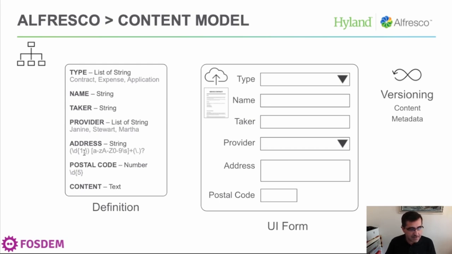We can apply a regular expression in order to validate the input, the postal code, and the content. And with that definition, we are providing UI forms for the users in order to change the values of the properties, or in order to verify that it is extracted in the right way. We can upload the document also manually, and something that we are also providing is the versioning for the content and for the metadata, so you can understand the different changes that are happening on a document.